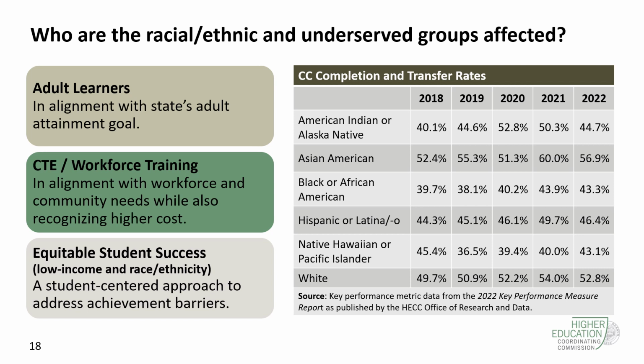And that over time is ultimately what we're trying to achieve with these recommended changes and amendments to the distribution model. But on the left-hand side of this chart, you can see again, just to recap the 4 groups, the priority populations that we're really trying to focus on: adult learners, CTE workforce training, and equitable student success. We're pursuing equitable student success really through 2 of the 4 groups: low-income students and then students who are traditionally underrepresented as defined by race, ethnicity.